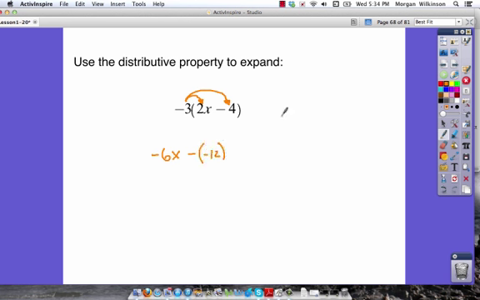And you can notice we've got a double negative that came from here and here, so that's going to turn into a positive. So we get negative 6x plus 12, and we're all done. We can't simplify that anymore. We can't add something like negative 6x plus 12 because they're not like terms. They don't have the same variable attached to them. So we're all done. This is how we leave our answer.